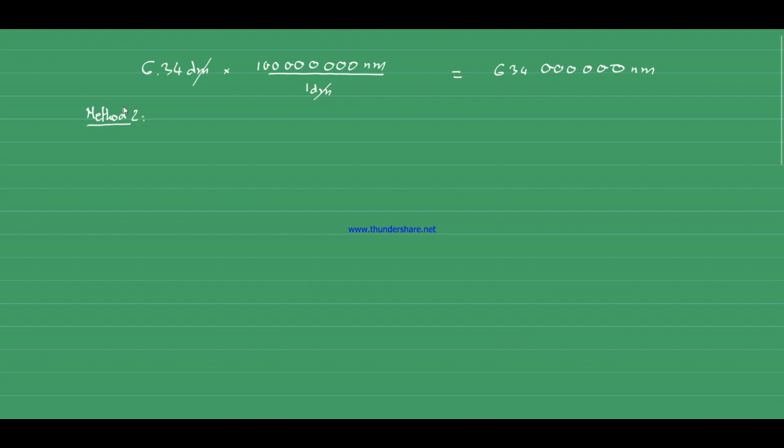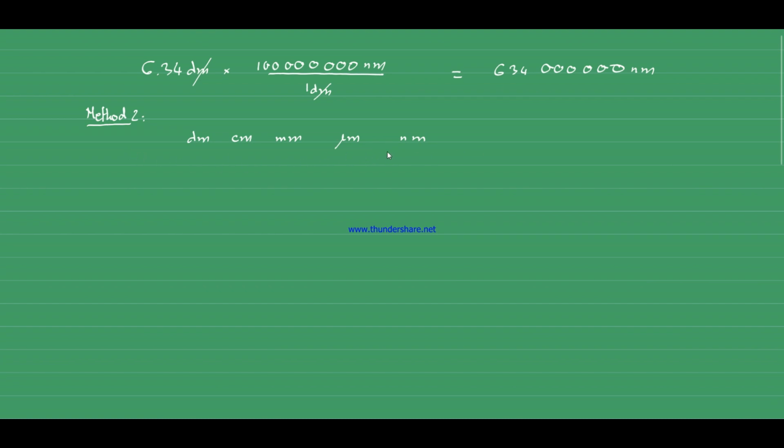Alright, method 2, we're going to create the table. We have decimeter here, centimeter, millimeter, micrometer, and then nanometer. So you go from this to this.